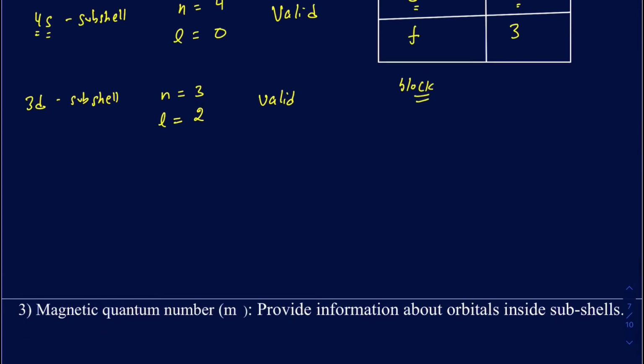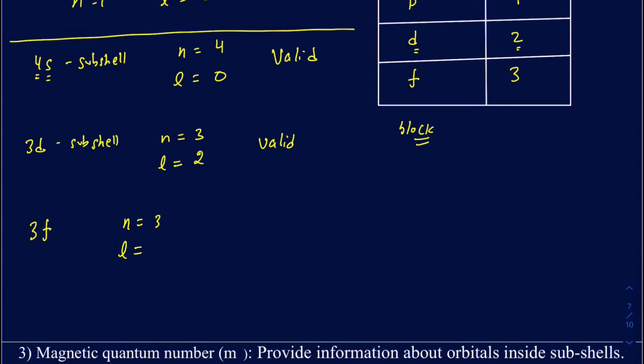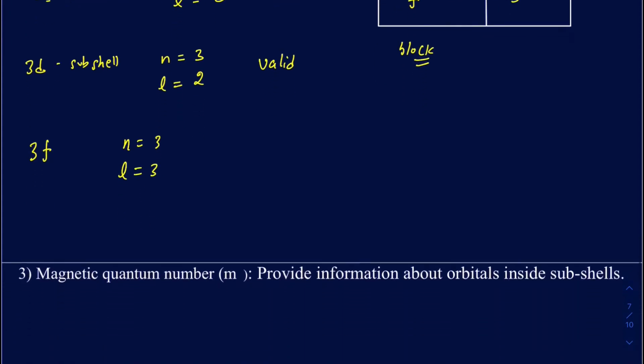Okay, maybe take another example. What if I have a 3F subshell? What's the n value going to be? Well, the n value is 3, and what's the L value going to be? For F subshell, the L value is also 3. So now this L is not less than the value of n, so that means this particular subshell is going to be invalid. That's how you figure out if the subshell is valid or invalid.